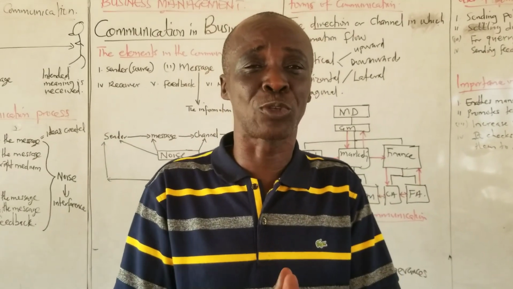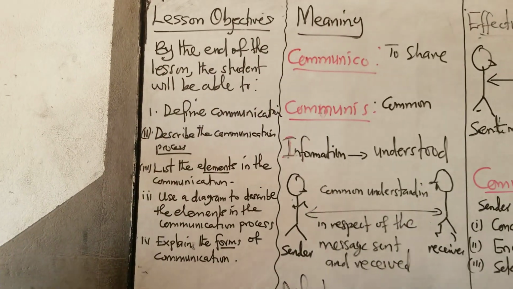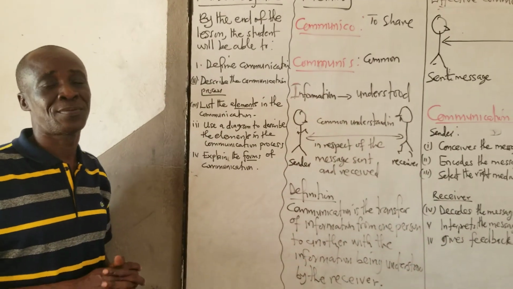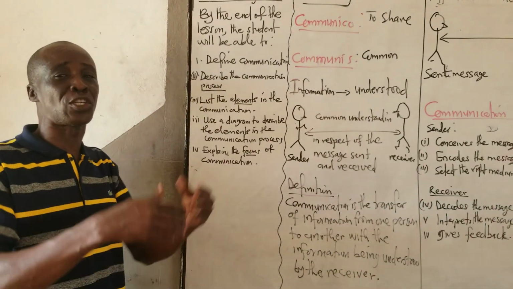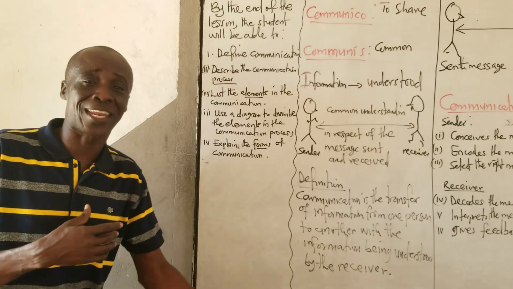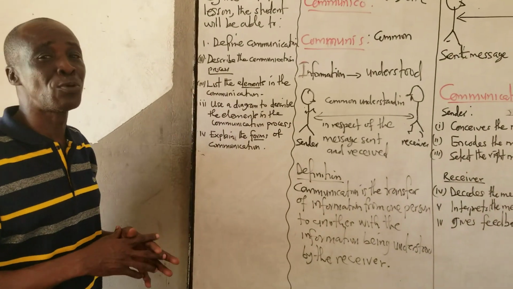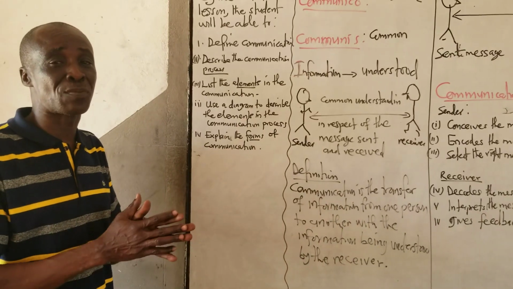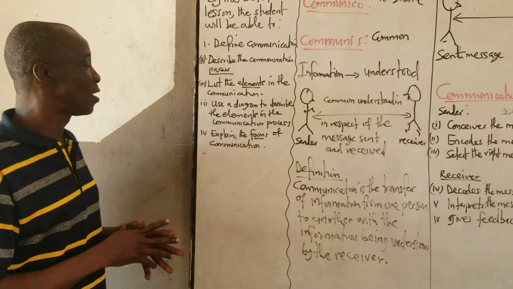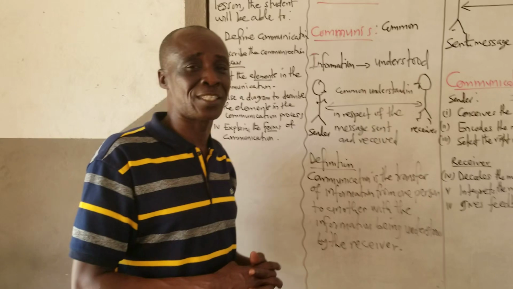By the time we finish with today's lesson, you should be able to define communication. What is communication? You should also be able to describe the communication process. In communication, you have the sender and the receiver. What goes from the sender to the receiver? You should be able to describe the communication process, list the elements in it, and explain each of the elements. Finally, you should be able to use a diagram to describe the elements in the communication process. So that is what we are going to do.